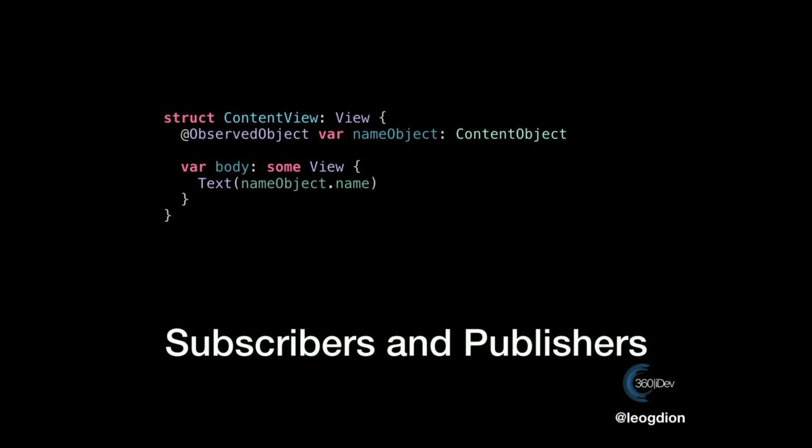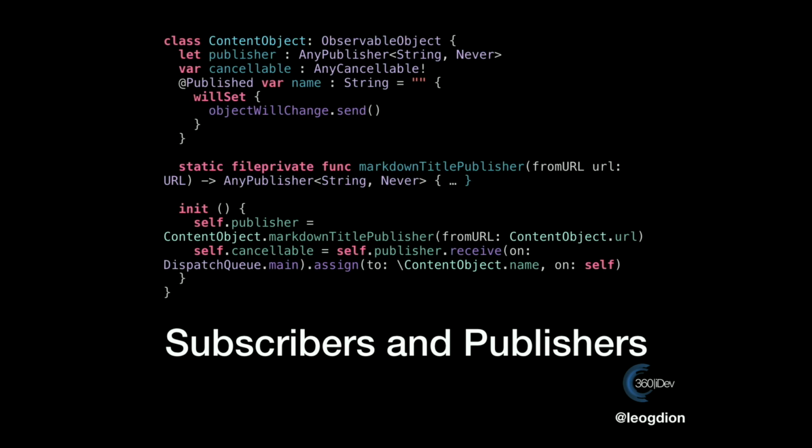We have the flag here for observed object, some sort of content object with a name. And what we're going to do is download that markdown file and grab whatever the header is and assume that's the name of the markdown file in that case. So we need to create this content object. It has to be some sort of observable object. We have a publisher, which has been erased using type erasure, and it's going to return a string.